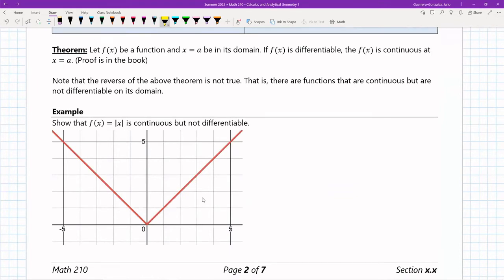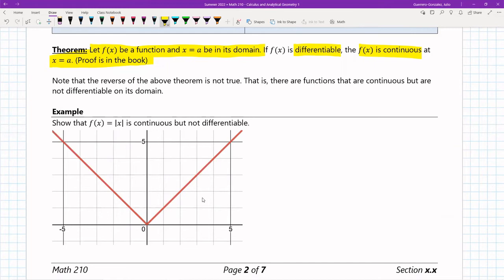So let's say f of x is a function and let x equal a be in the domain. If f of x is differentiable, then automatically we can conclude that f of x is continuous. There is a proof, so the book proves this. In the interest of time, I'm going to say it's in the book. Just keep it in the back of your head, because I don't want people to confuse differentiability with continuity. They're not the same thing. This tells you one implies the other. However, the reverse is not true.